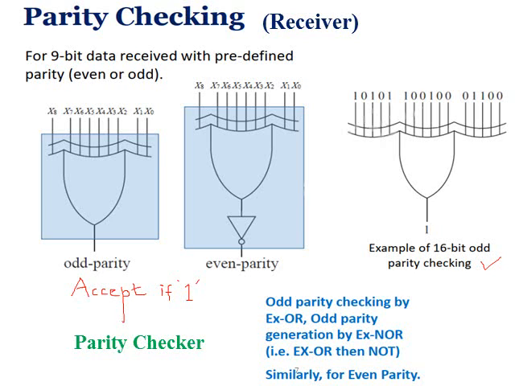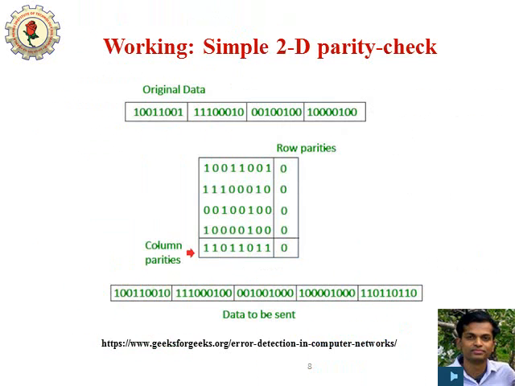As the number of inputs increases, we just need to give all those into an XOR gate for even parity checking and an XNOR gate for odd parity checking. Sorry, reverse. XOR gate for odd parity checking and XNOR gate for even parity checking. Okay, that's it. Now this is simple two-dimensional parity check.